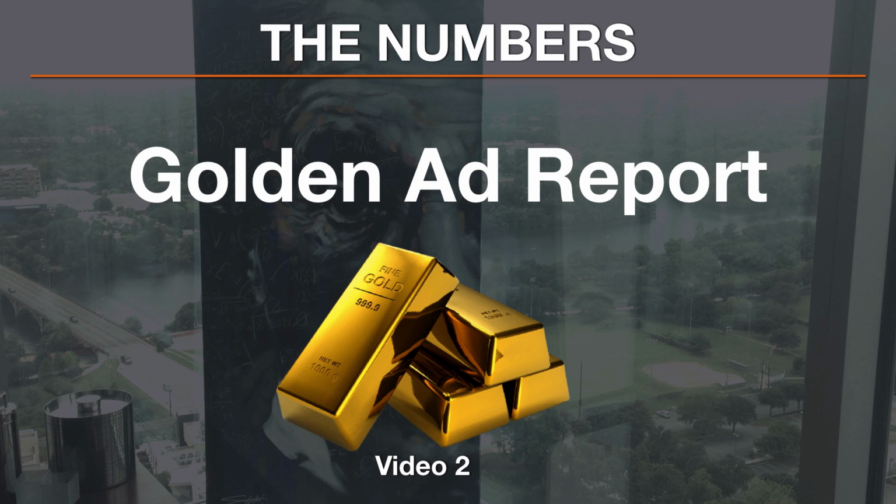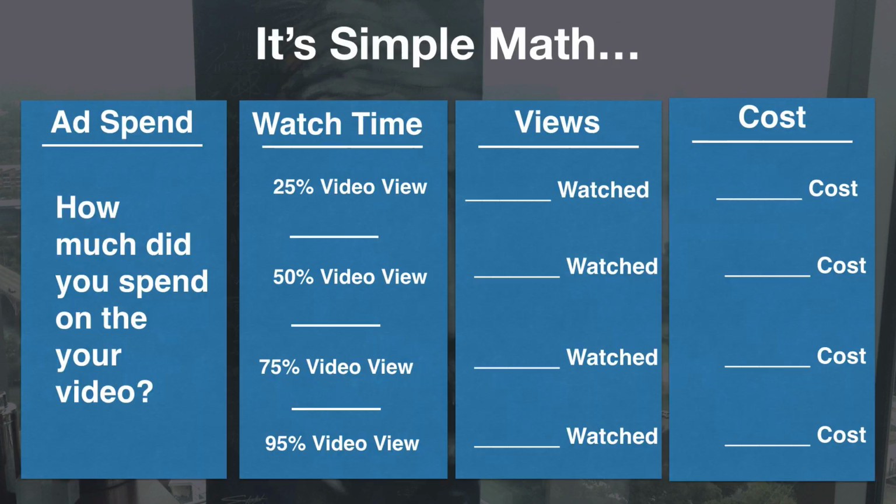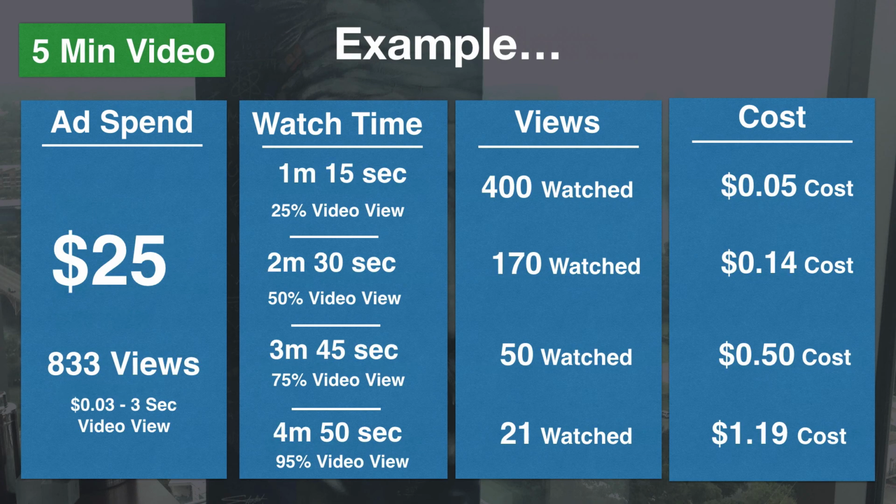This is all about the numbers in the Golden Ad Report, video 2. Now, in the last video, we talked about how to narrow down and work out the cost of consumption for a video. It's really pretty easy. Again, you can test $3 a day, $5 a day, but literally after just a couple of days, it's pretty easy to see where that consumption lies.